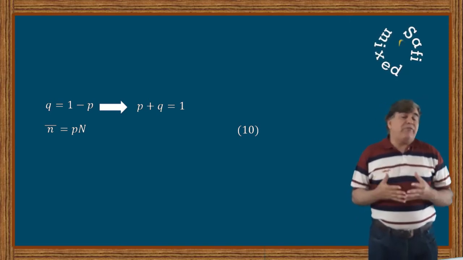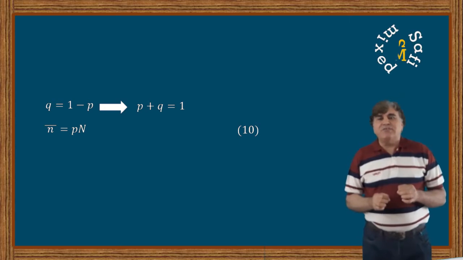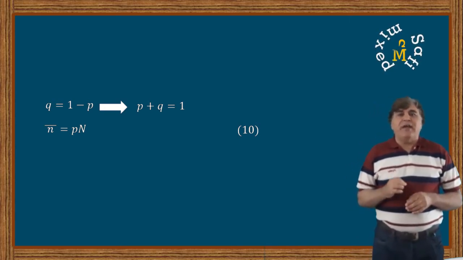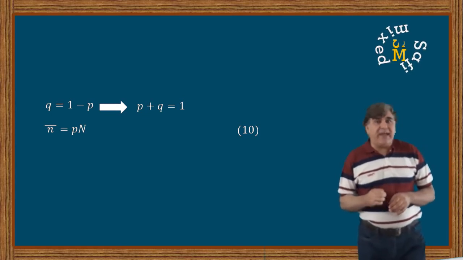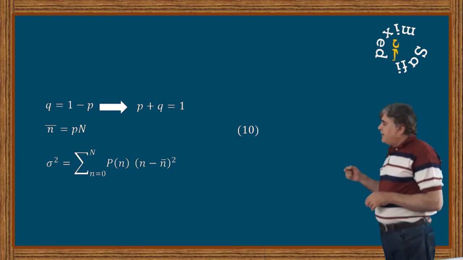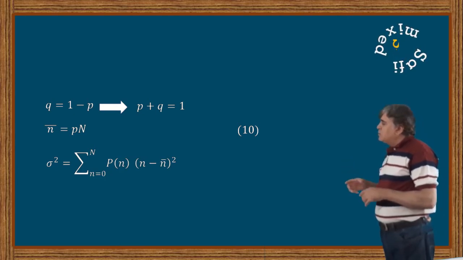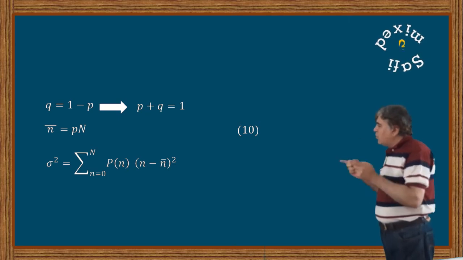Now let us prove equation 2. To this end, I begin from the definition of variance, which in terms of binomial distribution can be expressed as summation from n equal to 0 to capital N of P of n, the whole multiplied with n minus n bar, the whole squared.